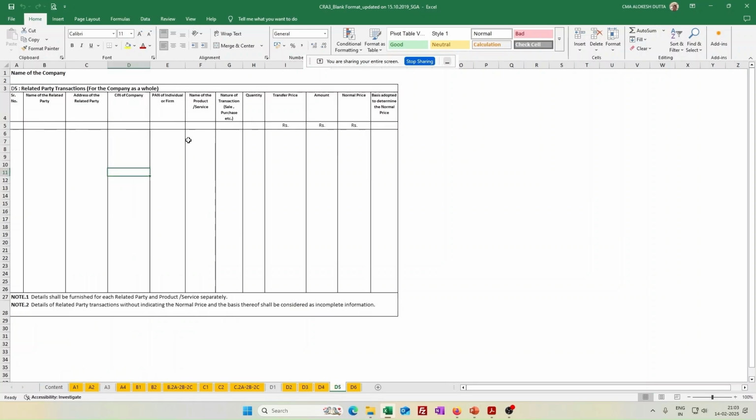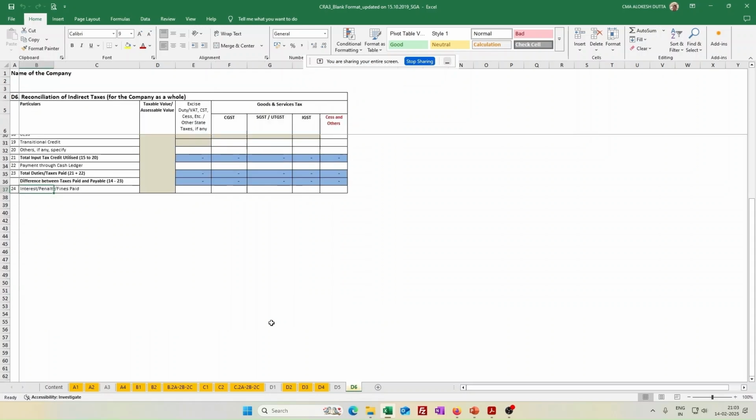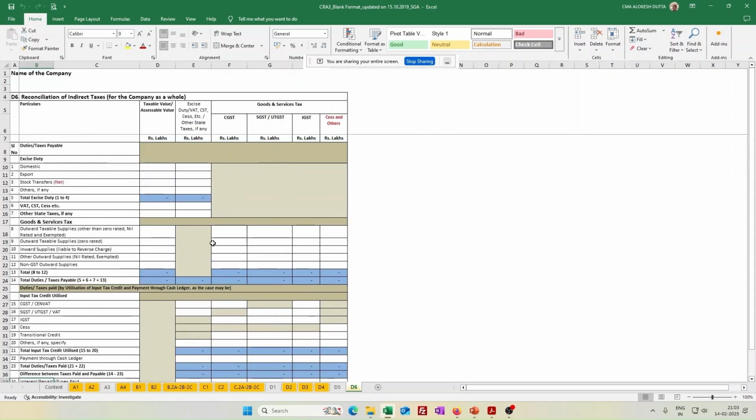D5 is related party transactions. This is generally taken from the financial accounts as disclosed in the financial accounts. As it is, figures and information are taken here. Another last one is indirect taxes reconciliation. How much you have payable, how much indirect tax: GST, cess and excise. In some industries excise is still there. So here our institute has prepared this statement keeping in view where excise still exists.